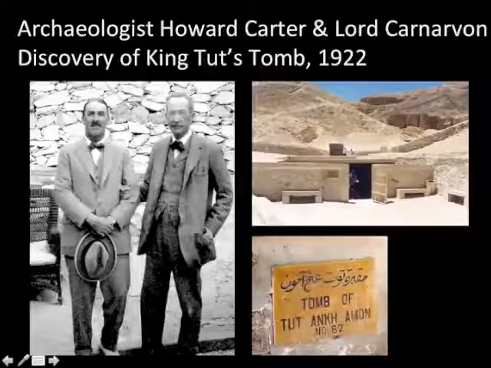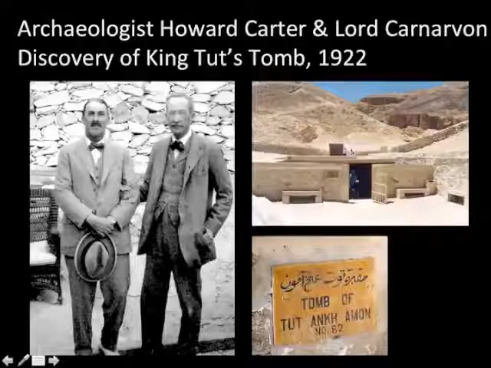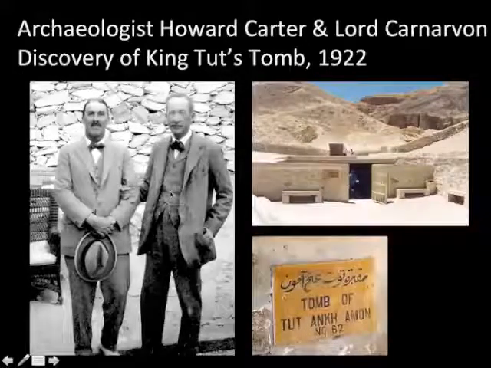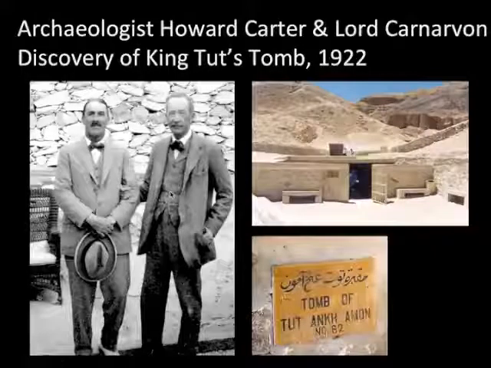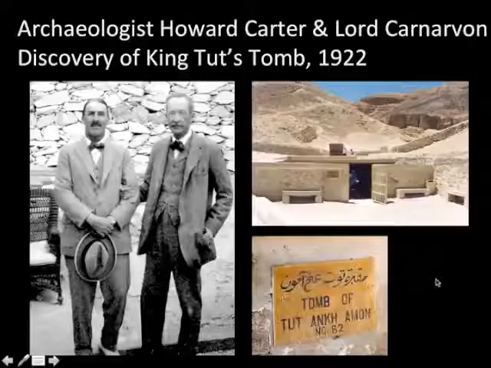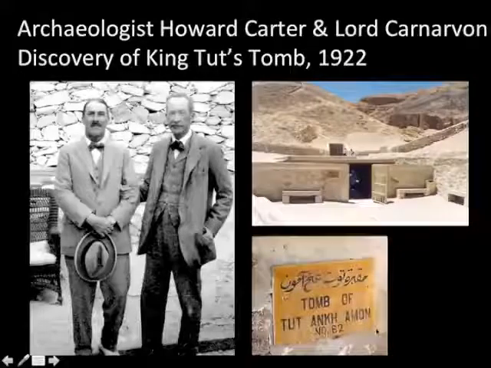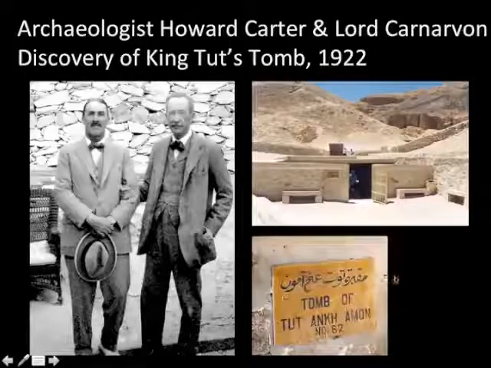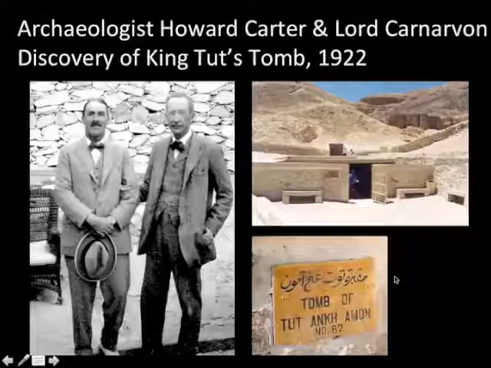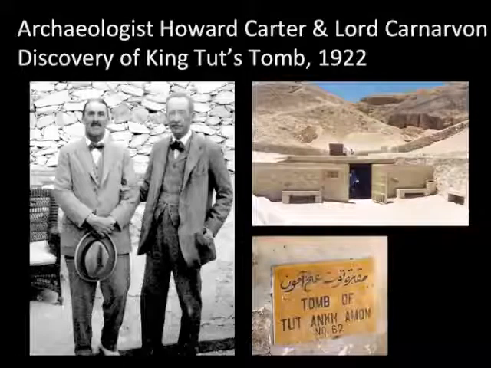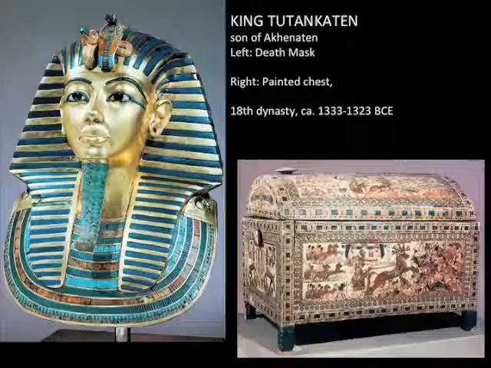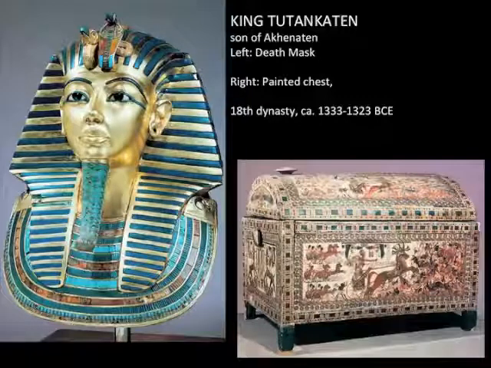Mr. Carter, looking strong, and Lord Carnarvon, looking pretty feeble, standing together near the tomb of King Tut. And it's surprising to me that they couldn't find it earlier, because look, here's a sign saying, Tomb of King Tutankhamen. They just had to read it and they would have found it. But these are some of the things that were discovered when the tomb of King Tut was opened.